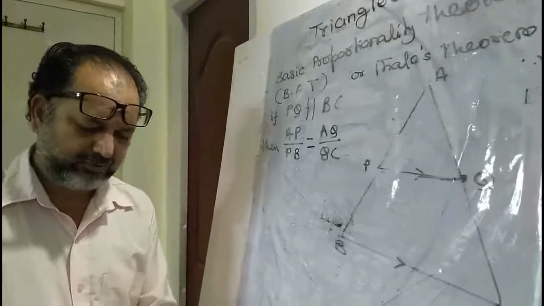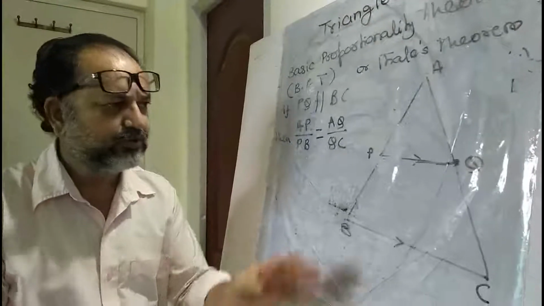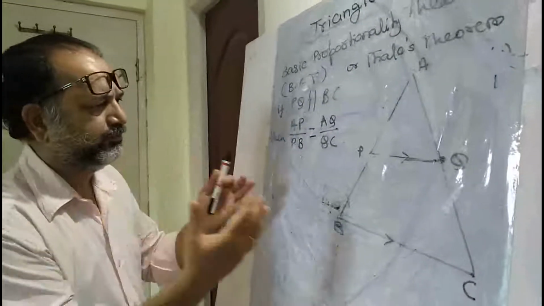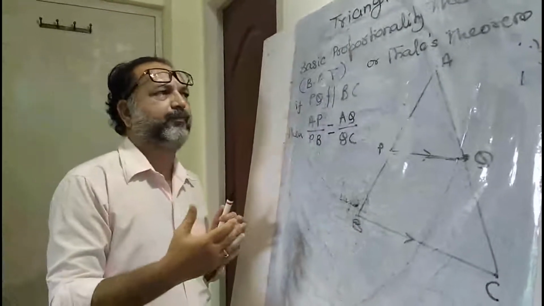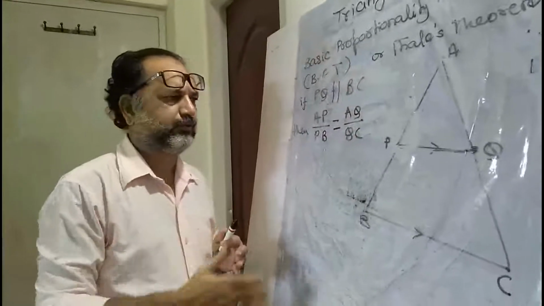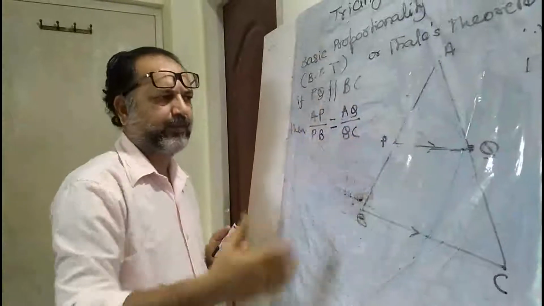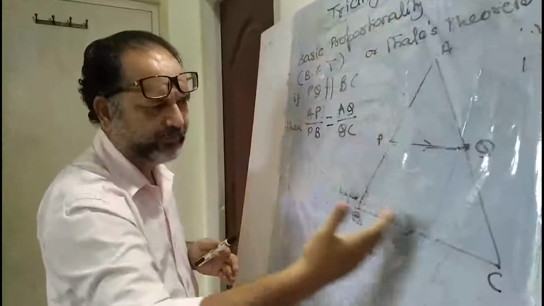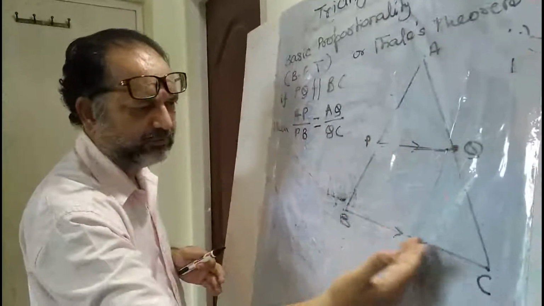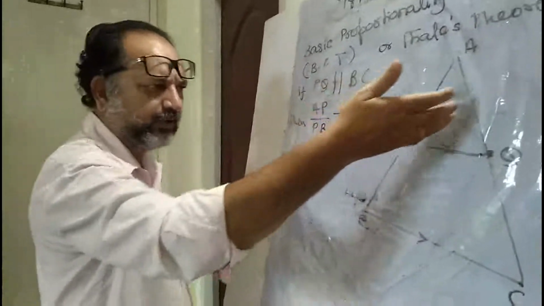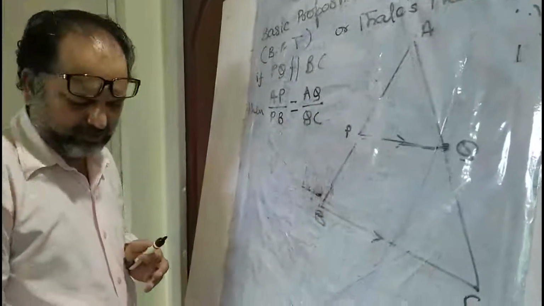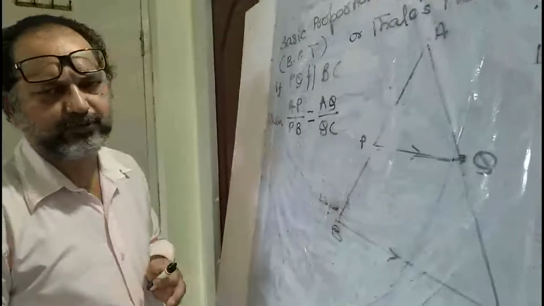So a big task now is to prove this theorem. If it comes in the exam to prove the theorem, it will not be in the form, say, prove the basic proportionality theorem. No, it will be given the data. You will be given the figure triangle. You will be given the segment PQ parallel to BC. You will be given the requirements in order to prove that theorem. So let me write the way it comes in the board.